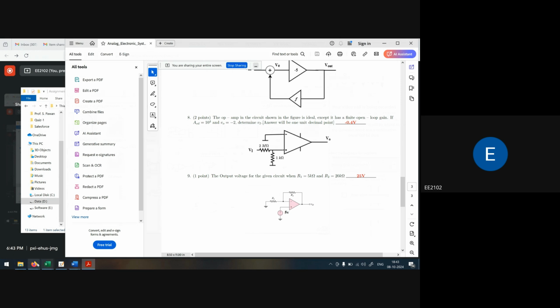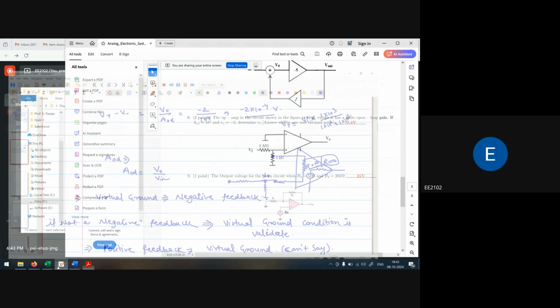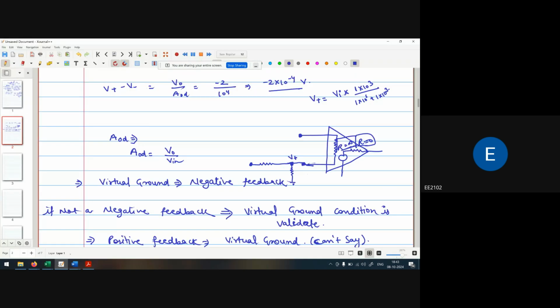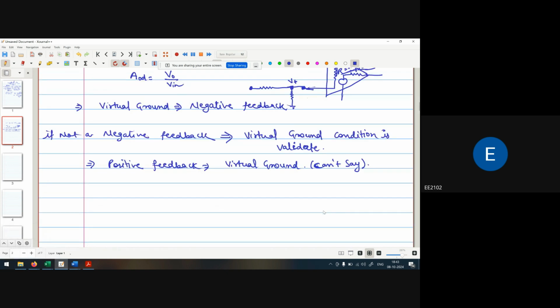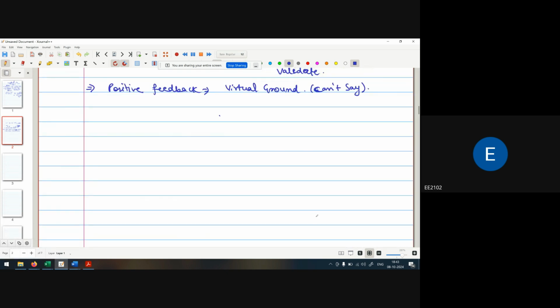Sorry, 2 into 10 raised to the power 6. So 2 into 10 raised to the power 6 plus 1 into 10 raised to the power 3. So I can now write V plus is equal to Vi into 1 into 10 raised to the power 3 divided by 2.001 into 10 raised to the power 6. Cancel out 10 raised to the power 3.